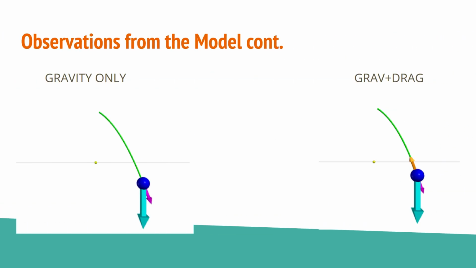Now, as you can see, the gravity only model shows two vectors, a gravity vector in light blue and a velocity vector in purple. Now, with gravity plus drag, there is an additional orange vector in the opposite direction of the velocity, which is the drag.